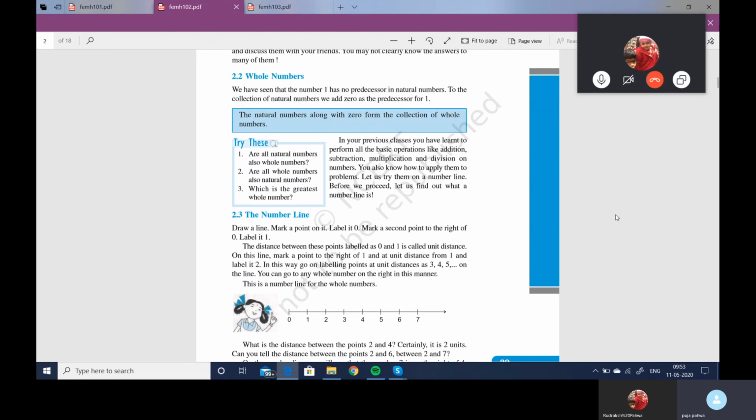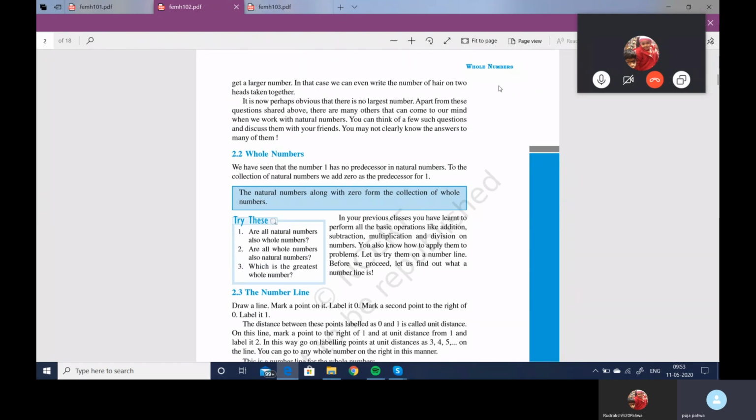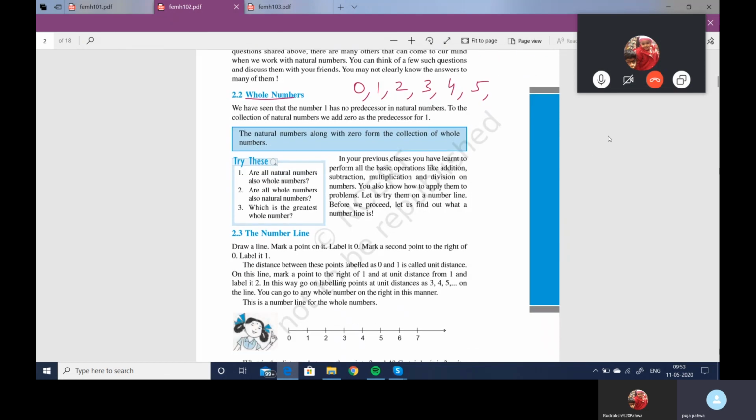Now, what are whole numbers? What are natural numbers? Natural numbers, as I have already told you, are the numbers like 1, 2, 3, 4, 5. Counting numbers are natural numbers, except 0. And what is a whole number? A whole number includes 0: 0, 1, 2, 3, 4, 5, 6, 7, and like that.